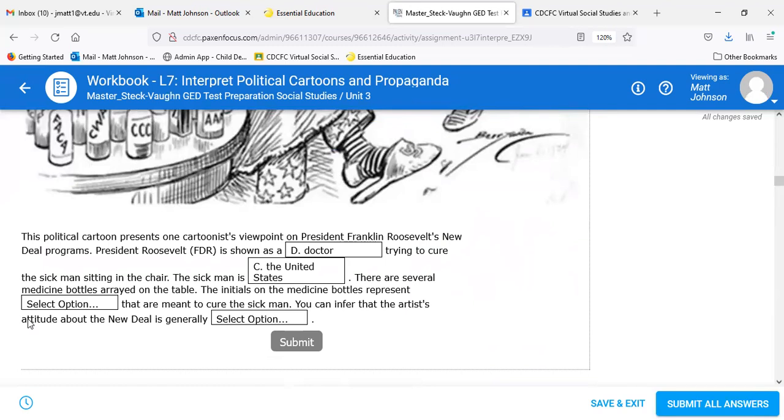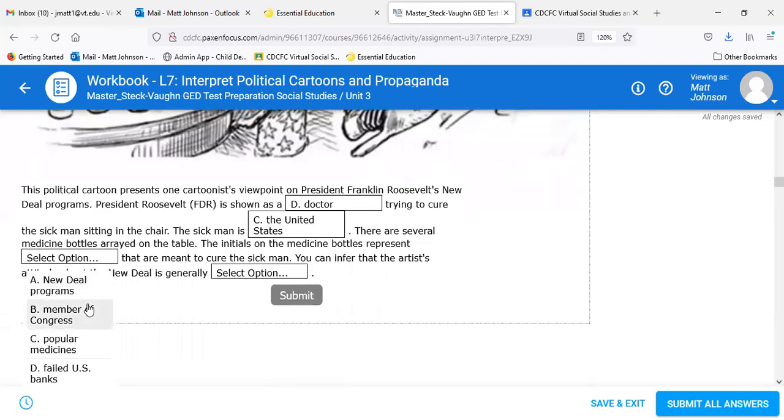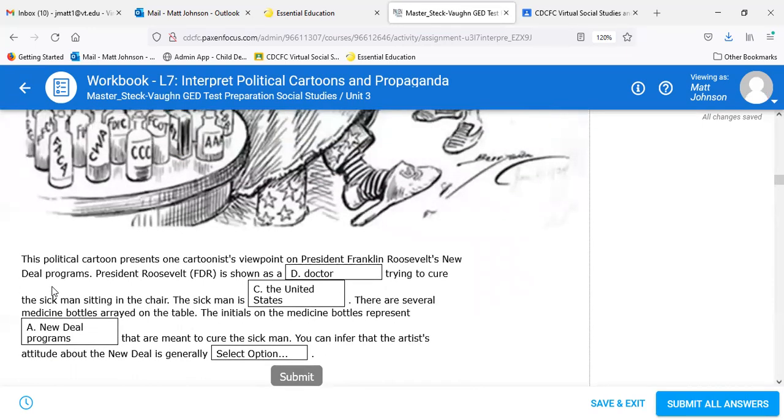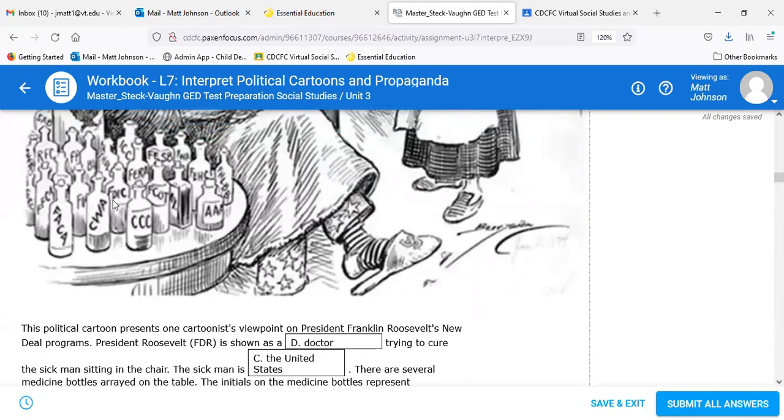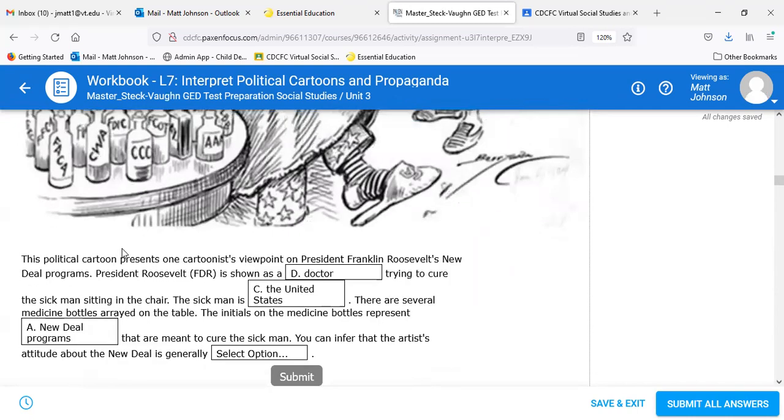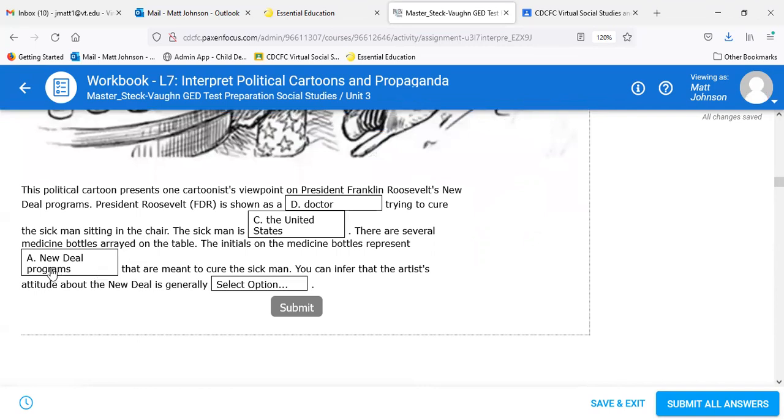There are several medicine bottles arrayed on the table. The initials on the medicine bottles represent what? New Deal programs, members of Congress, popular medicines, or failed U.S. banks. A, New Deal. Yep, New Deal programs, right? And there was a whole bunch of them. Like CCC, we talked about the Civilian Conservation Corps, which was one of the more successful ones that employed a lot of young men. And we're going to have a poster about that here in a minute, I think. So New Deal programs that are meant to cure the sick man.